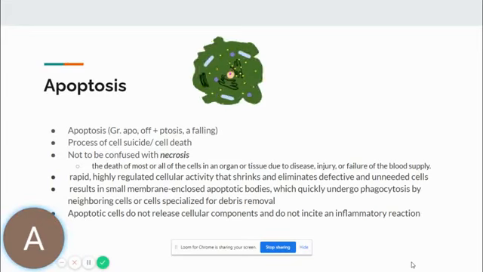in an organ or tissue due to disease, injury, or failure of blood supply. So apoptosis is not due to disease, injury, or failure of blood supply. It is a highly regulated cellular activity that shrinks and eliminates defective and unneeded cells.